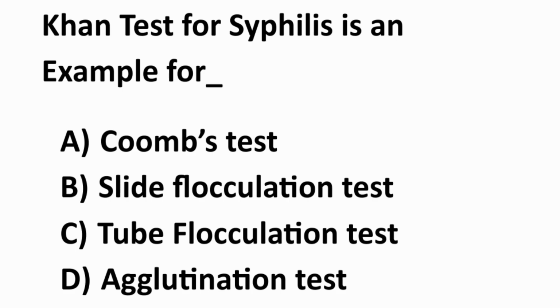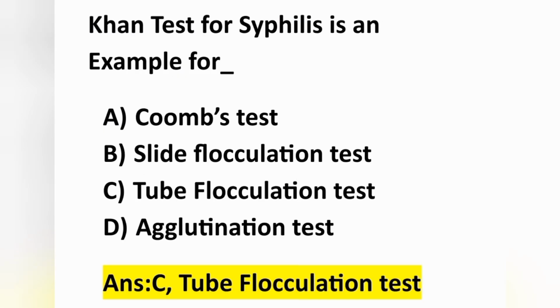And the next question, Khan test for syphilis is an example for. Options are option A comb test, option B slide flocculation test, option C tube flocculation test and option D agglutination test. Here correct answer is option C tube flocculation test. Khan test, which is used to diagnose syphilis, is an example of tube flocculation test.